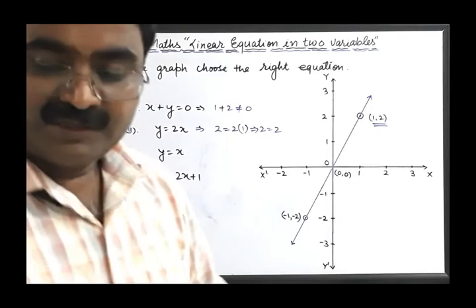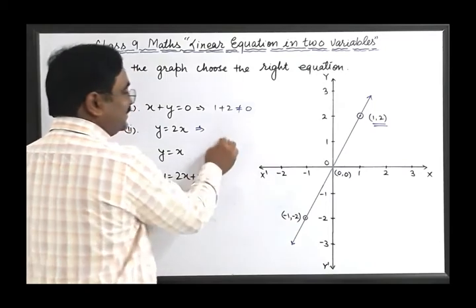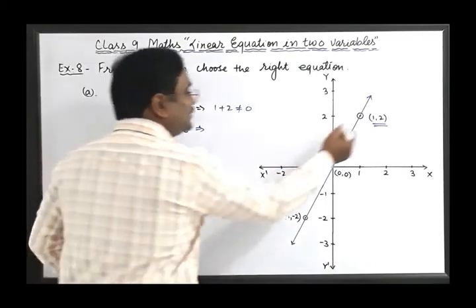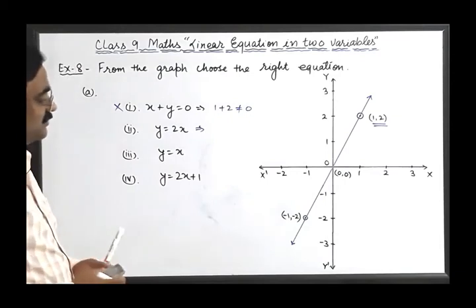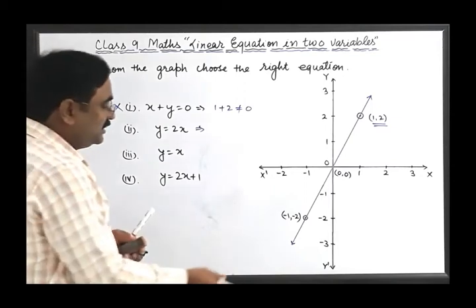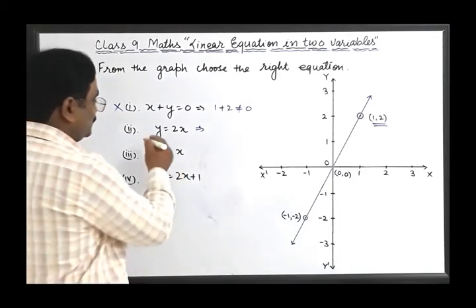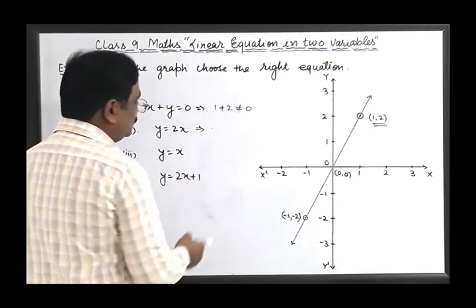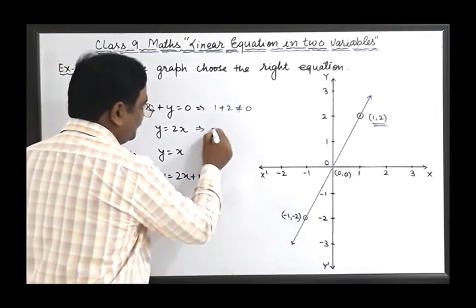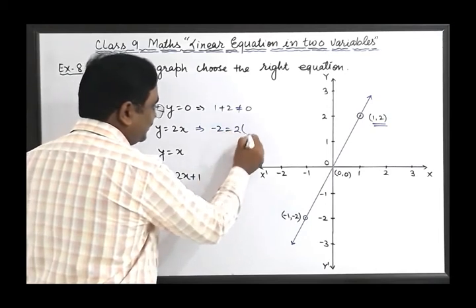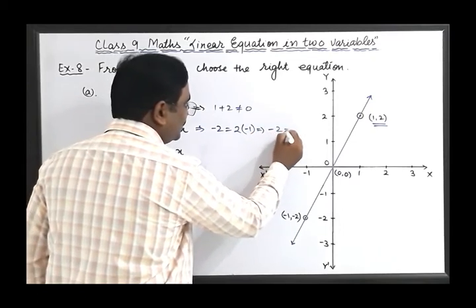So let us see the second point. Any of the points we can take in this. It means this point satisfies this equation. Now we check the second point. What is the second point? We take not the origin but this point: x equals -1 and y equals -2. So let us substitute. y is -2 equals 2 multiplied by x, which is -1. This implies that -2 equals -2.